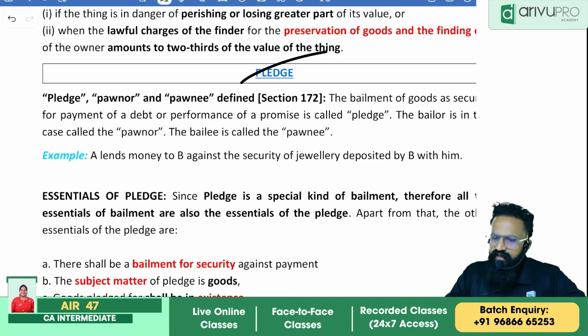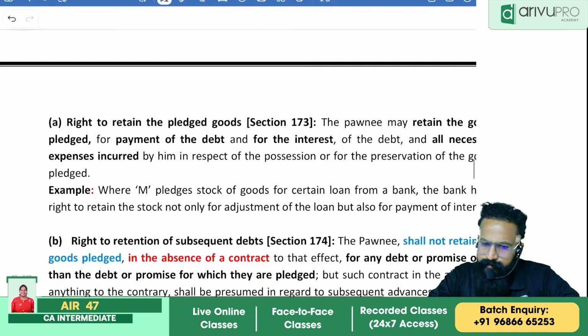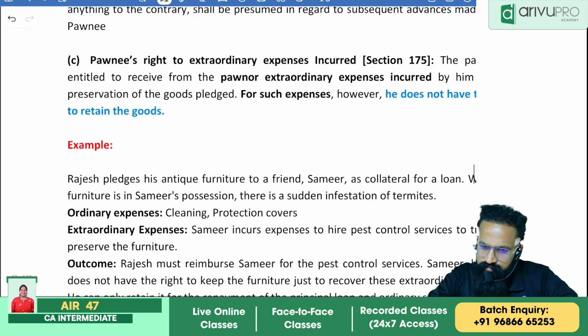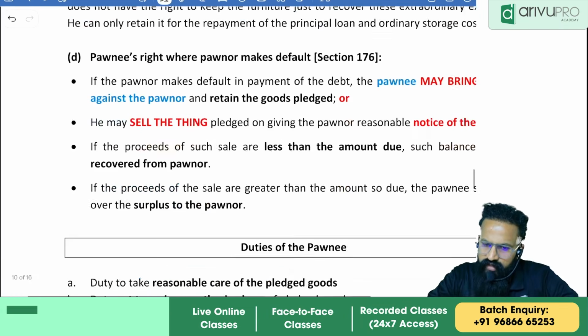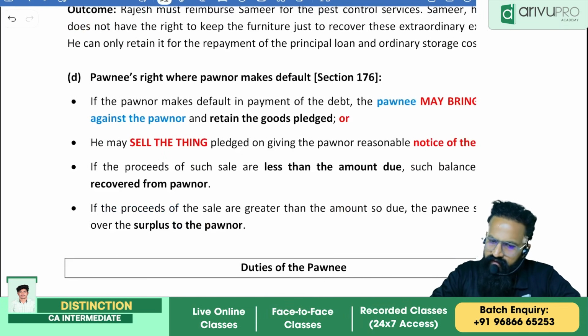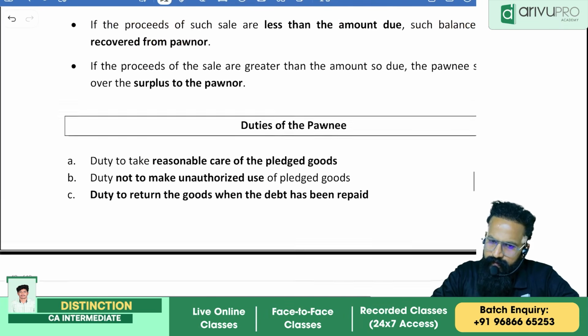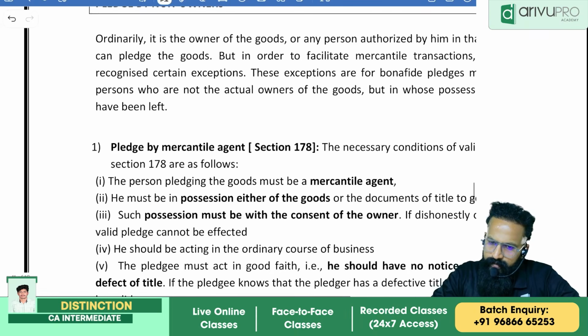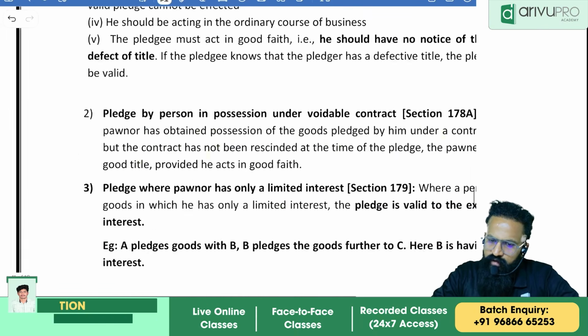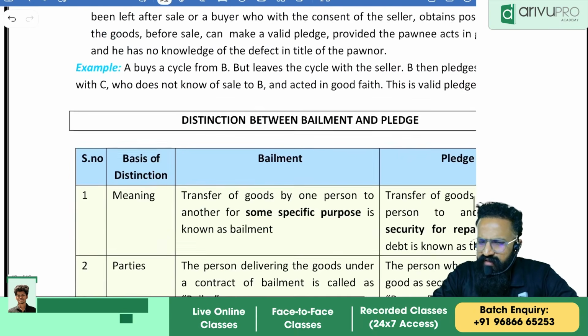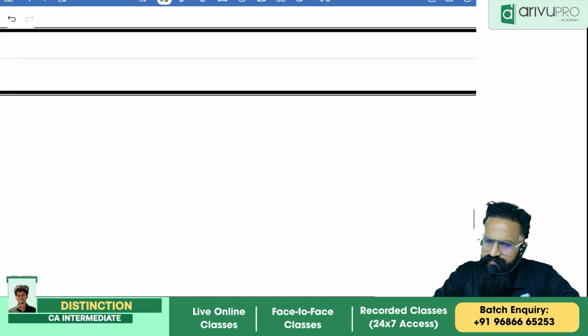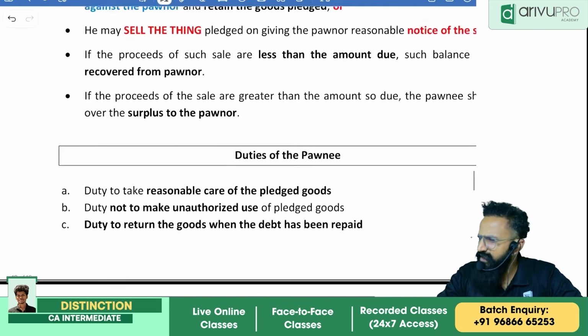Yes, Sam. Extraordinary expenses, right to payment will make a default. Okay, duties pledged by non-owners. Non-owners, we said we will do it in later point of time, you know. Sale of goods, sir. Okay. I think this is manageable.